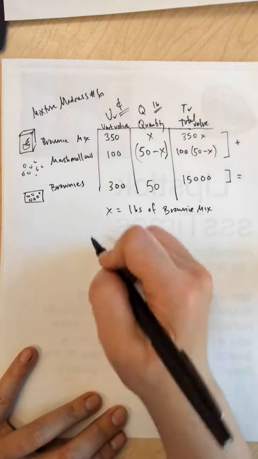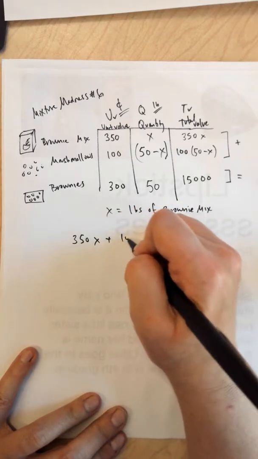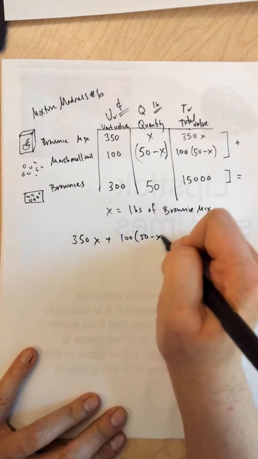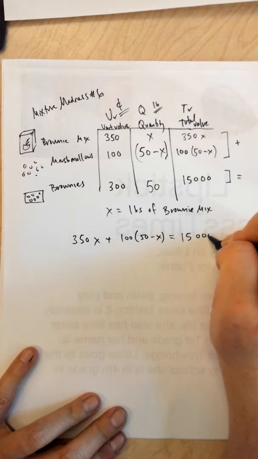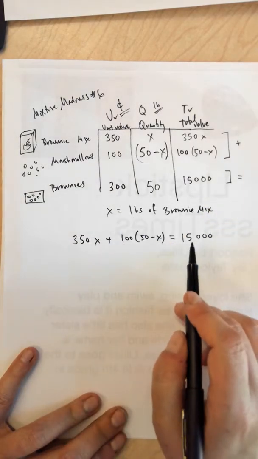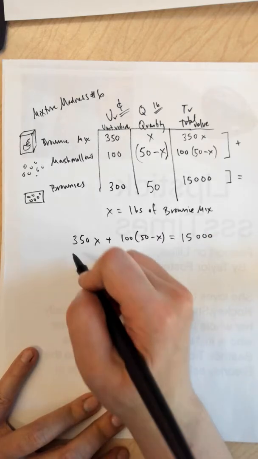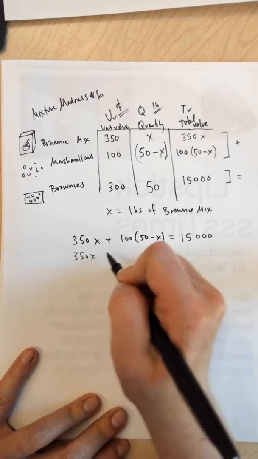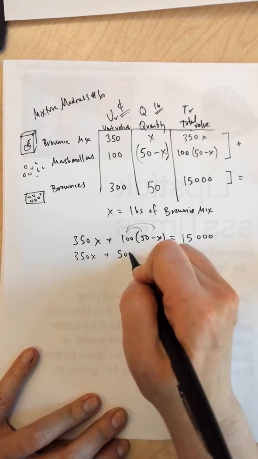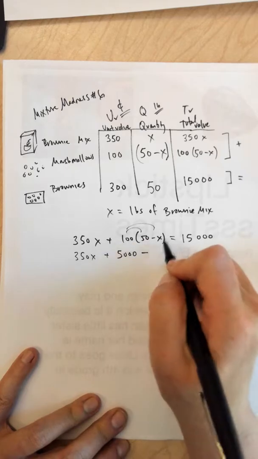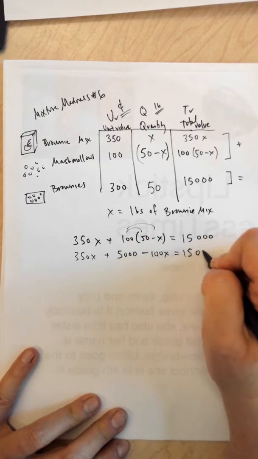So let's write our equation. 350x plus 100 times that other thing, 50 minus x, equals 15,000. I don't care about the comma right now. The comma might look like a decimal to some people, so better to just leave it. Let's solve away. 350x plus, let's distribute, 100 times 50 is 5 and 3 zeros, minus 100x, because 100 times x is 100x, equals 15,000.